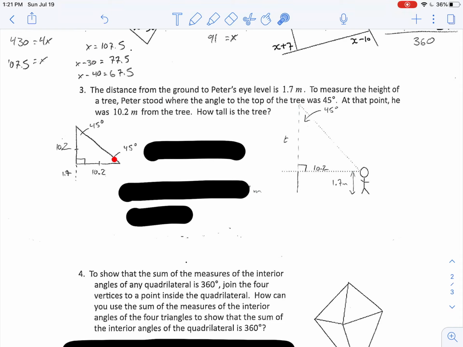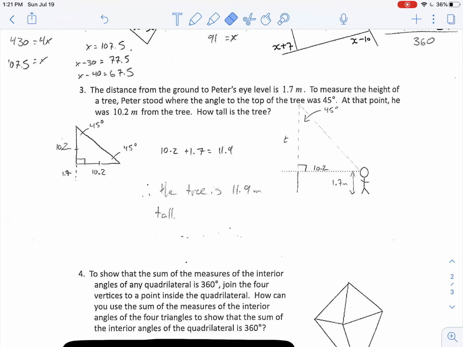So because this is 45 degrees and 45 degrees, those are the exact same. So this side length and this side length must be the exact same. So then from where Peter's eyes are to the top of the tree is 10.2 meters. So 10.2 plus 1.7 gives me a value of 11.9, which means that the tree is 11.9 meters tall.